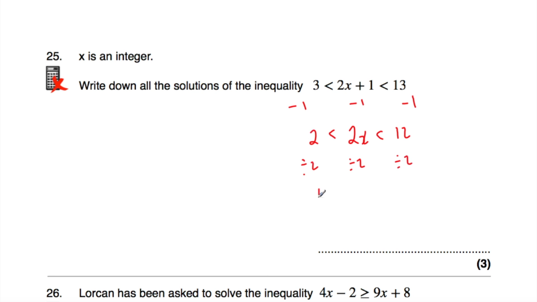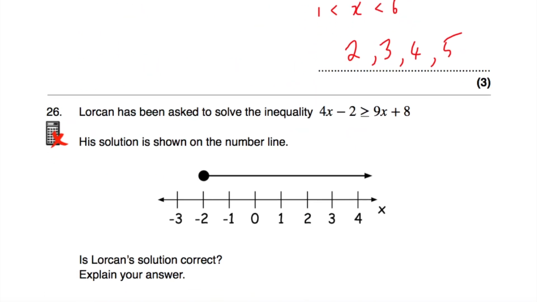So 2 divided by 2 is 1. And then 2x divided by 2 would be x. And then 12 divided by 2 would be 6. So we know that x, this integer, is bigger than 1, but less than 6. That's going to be 2, 3, 4, or 5. And they're all the integers that would satisfy that. Okay, let's look at our next question, question number 26.